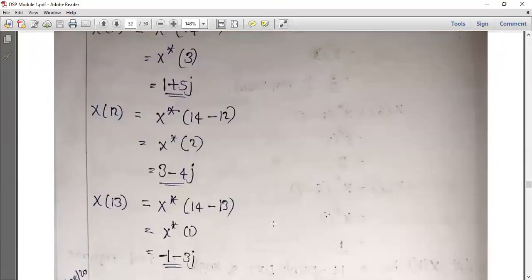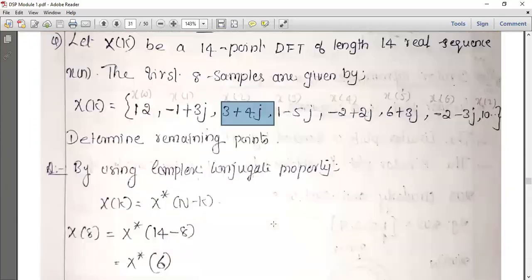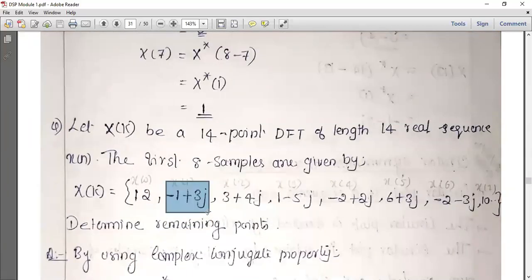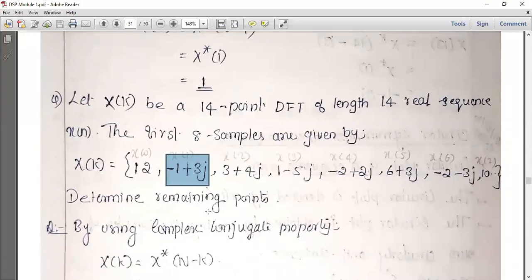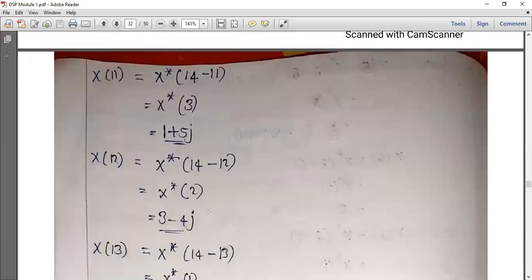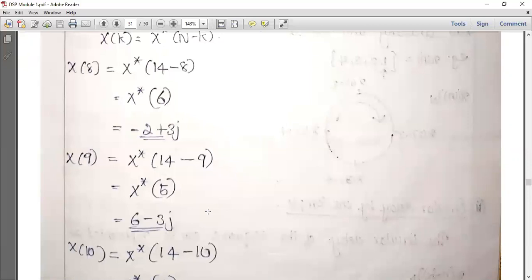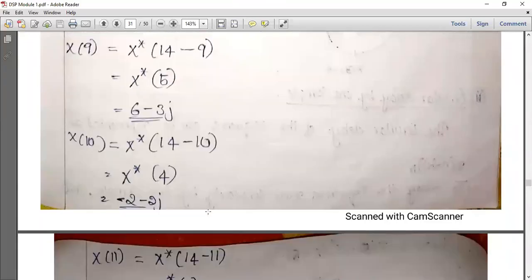Okay, x of 13 is equal to x conjugate of 14 minus 13, that is x conjugate of 1. Then we have x of 1 is equal to minus 1 plus 3j. Now when we take the conjugate, we get minus 1 minus 3j. So x of 13 is equal to minus 1 minus 3j. That's all about the complex conjugate property and its problems.